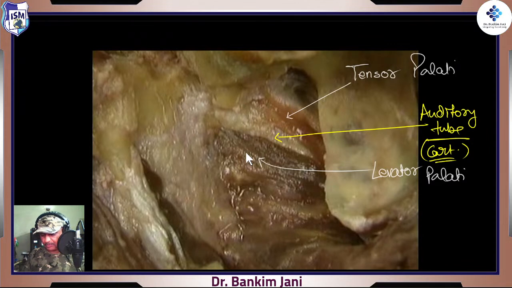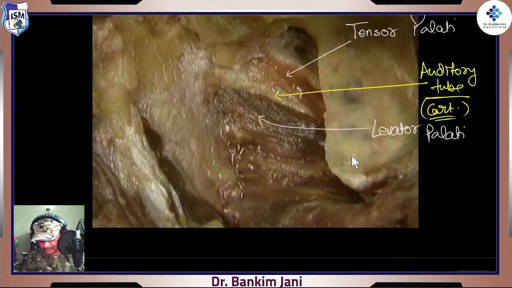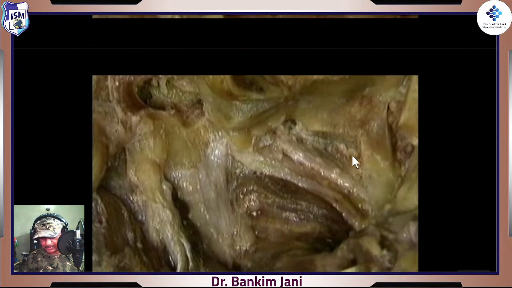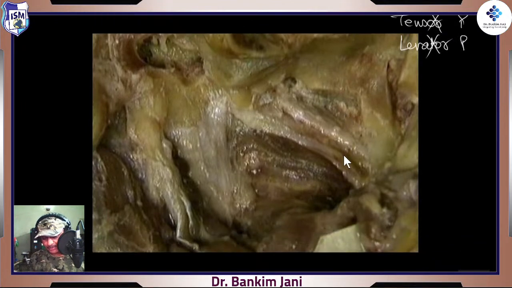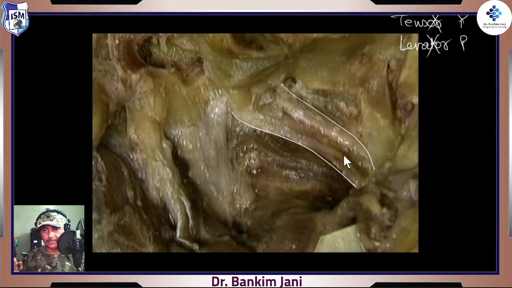So if we really want to see the auditory tube properly, we need to sacrifice those muscles, right? So that's what we now do. We remove tensor palati. See, we have removed tensor and levator palati. And see how nicely the entire tube is in front. That's the tube, but still it is fully covered. We slit it open, right? We slit this open because it is cartilage.